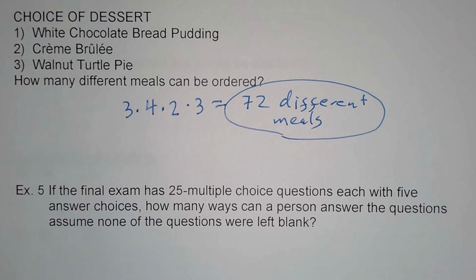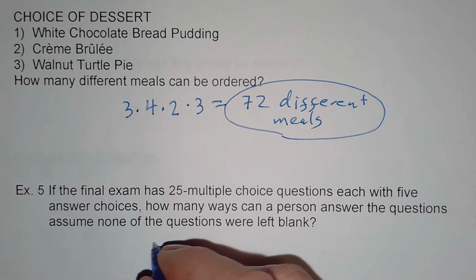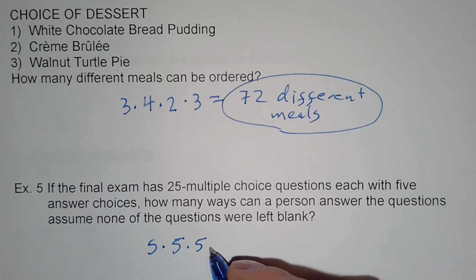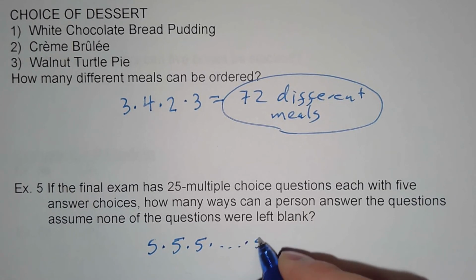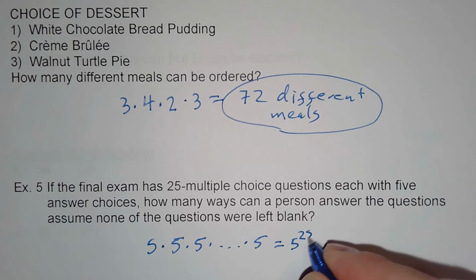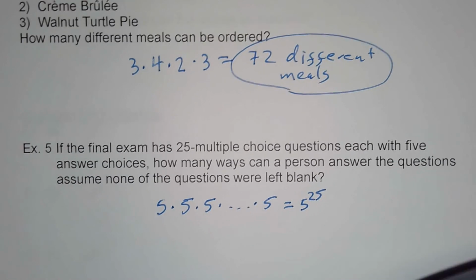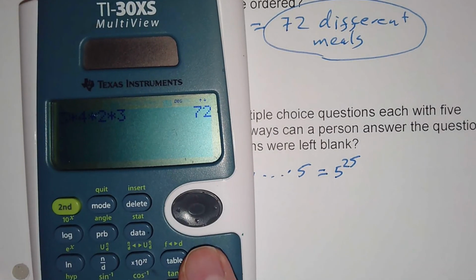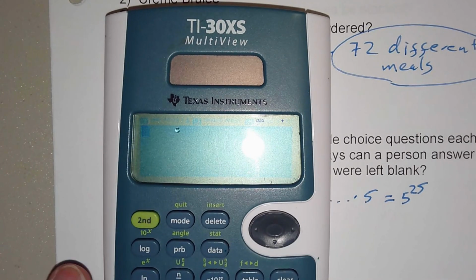Number five, if the final exam has 25 multiple choice questions, each with five answer choices, how many ways can a person answer the questions? Assume none of the questions were left blank. So for the first question, you have five choices. For the second question, you have five choices. For the third question, you have five choices. So on and so forth until you get the last question. So that's the same thing as 5 to the 25th power. I'm not going to try to write 5 times 5 times 5, 25 of those. We're going to rewrite that as 5 to the 25th power and do our calculating.